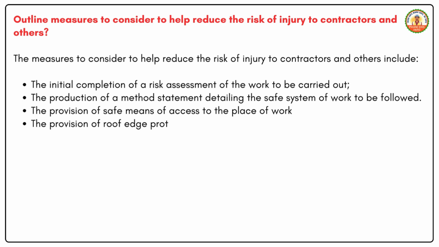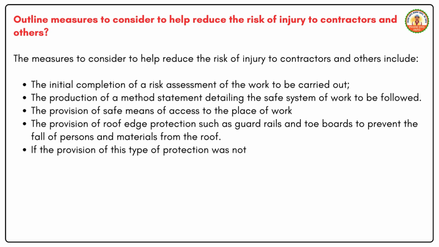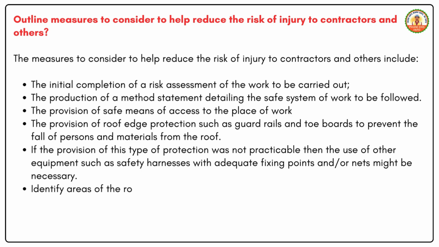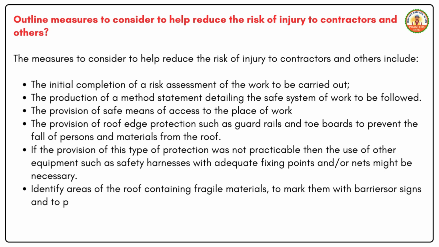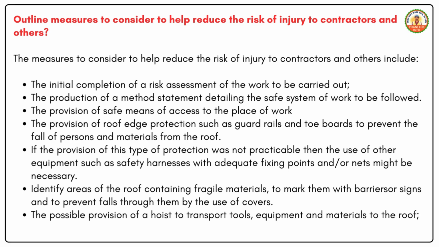The provision of roof edge protection such as guardrails and toe boards to prevent the fall of persons and materials from the roof. If the provision of this type of protection was not practicable, then the use of other equipment such as safety harnesses with adequate fixing points and or nets might be necessary. Identify areas of the roof containing fragile materials, to mark them with barrier signs and to prevent falls through them by the use of covers. The possible provision of a hoist to transport tools, equipment and materials to the roof.